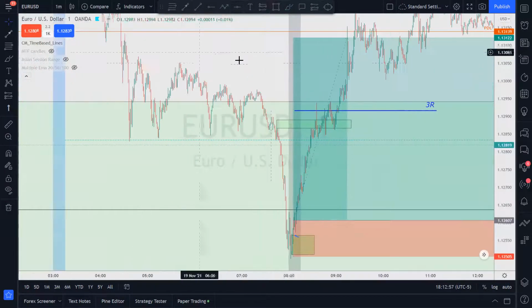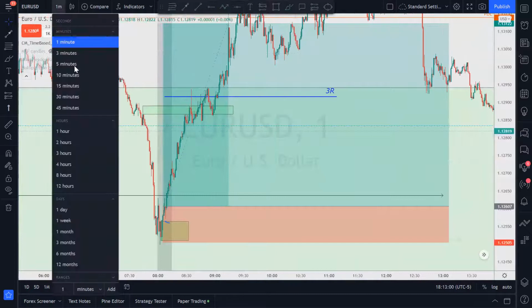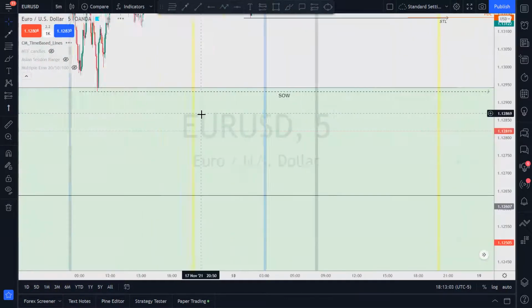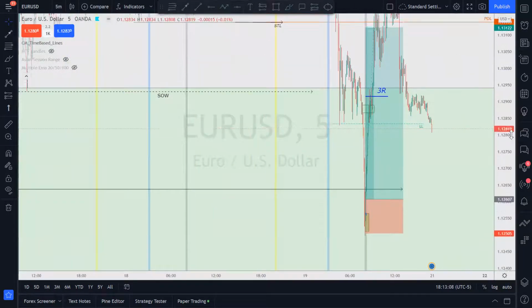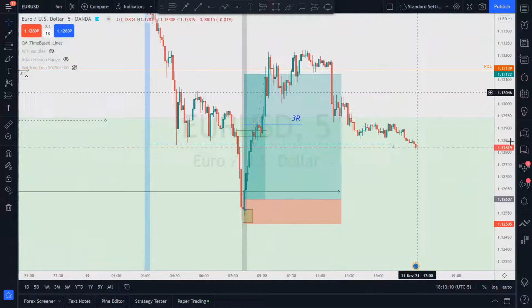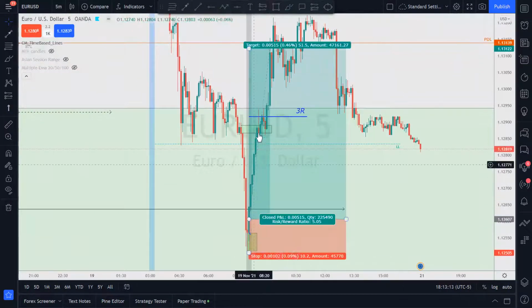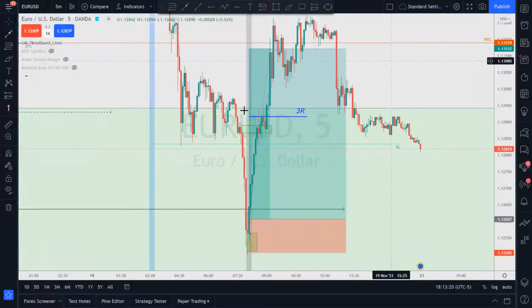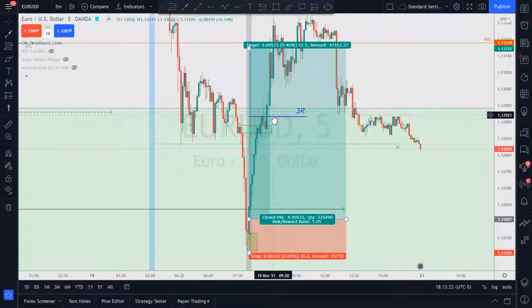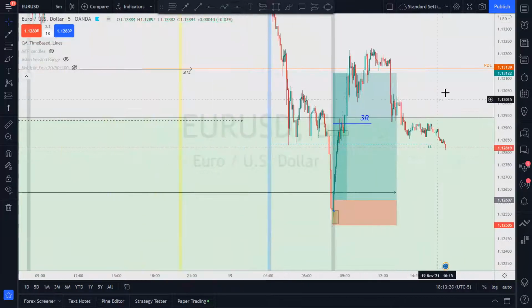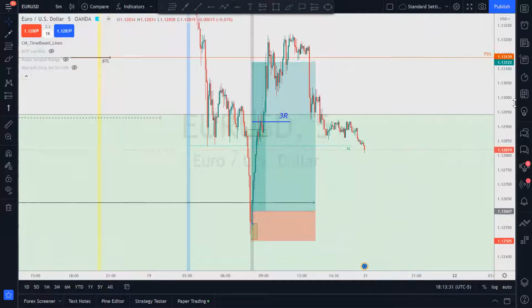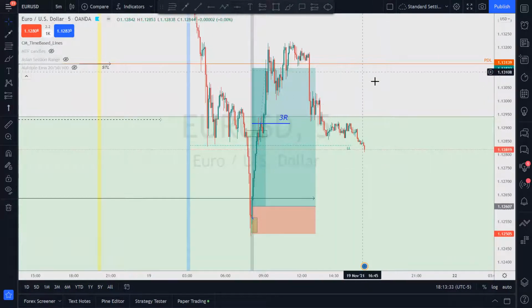And the way I like to manage my trades, let's go on a 5-minute. The way I like to manage my trades is I like to get 3R, like to secure 3R, take off about 80%, leave a 20% runner. Sometimes, depending on what the price action is, I'll leave a 10% runner because I'm thinking that my chances are a little less than high on going higher.